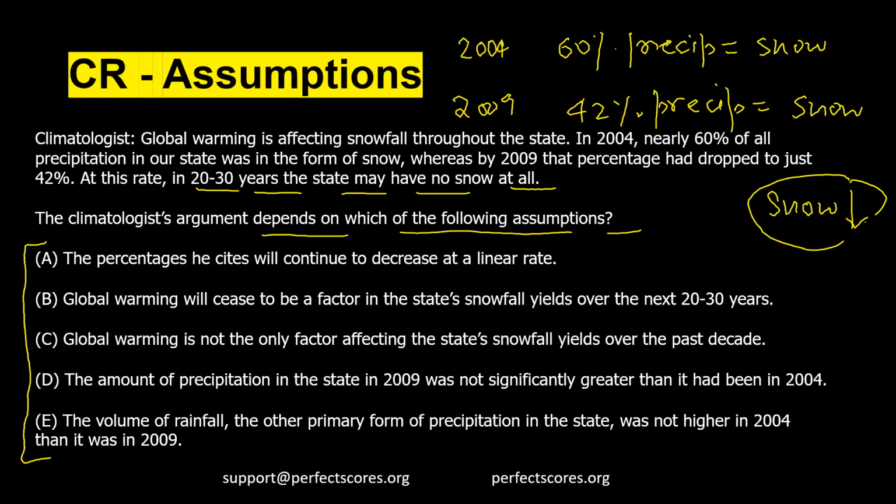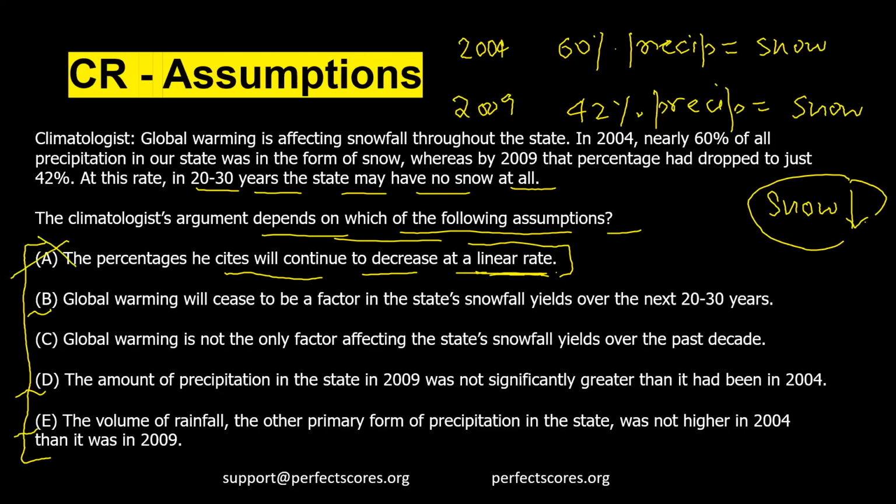Okay. Anyone got an answer for this? D. Okay. Confused with B and E. No, D and E. Or E. Okay, so let's look at A then. A is something that we are not sure about. It's not an assumption. It does not matter if it decreases at a linear rate or not.